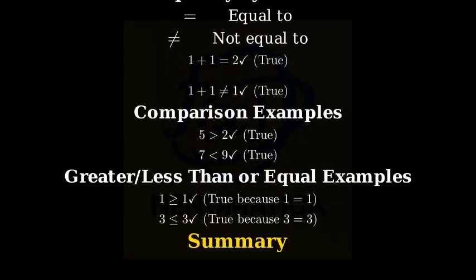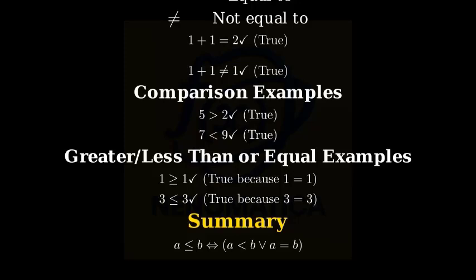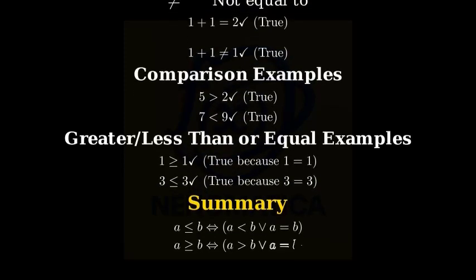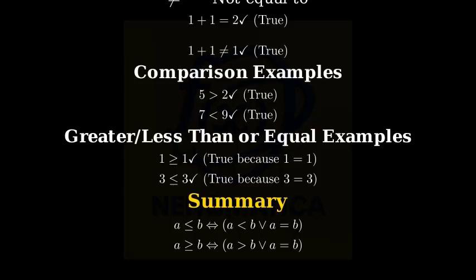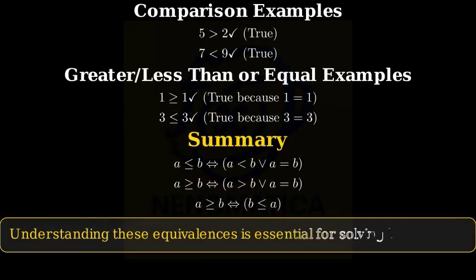Let's summarize what we've learned about inequalities. a ≤ b is equivalent to a < b or a = b. a ≥ b is equivalent to a > b or a = b. a ≥ b is also equivalent to b ≤ a. Understanding these equivalent forms helps us manipulate and solve inequality problems more effectively.